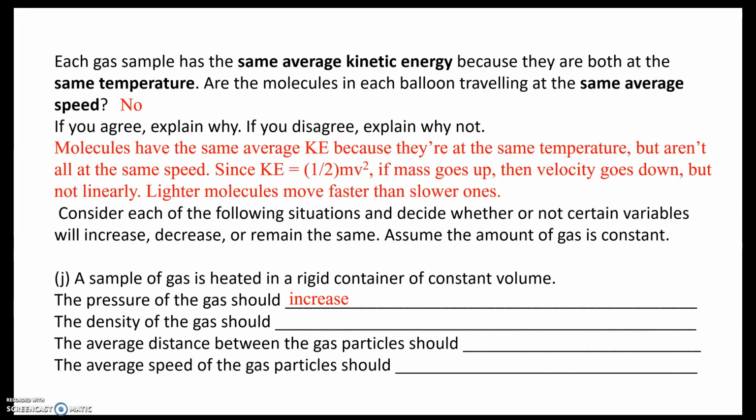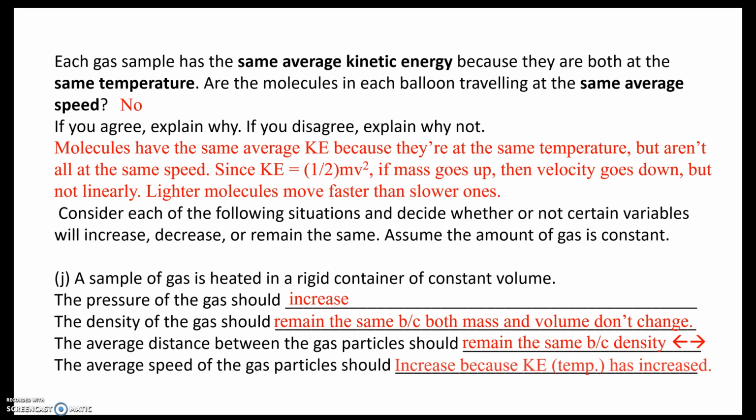The gases are moving faster, more collisions with the container walls. The density of the gas should remain the same, however, because neither the mass nor the volume change, therefore the density doesn't change. The average distance between the gas particles should remain the same for the same reason. Density stays the same, so the distance between particles should remain the same. And the average speed of the gas particles should increase because the temperature or the kinetic energy has gone up.